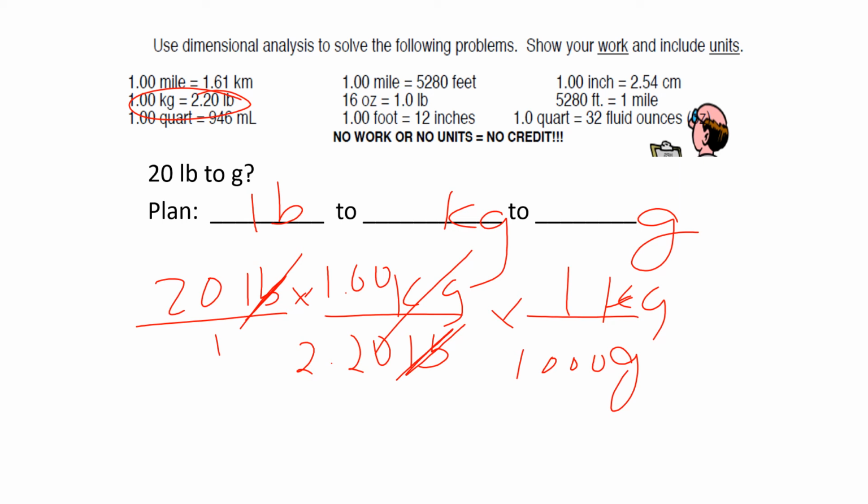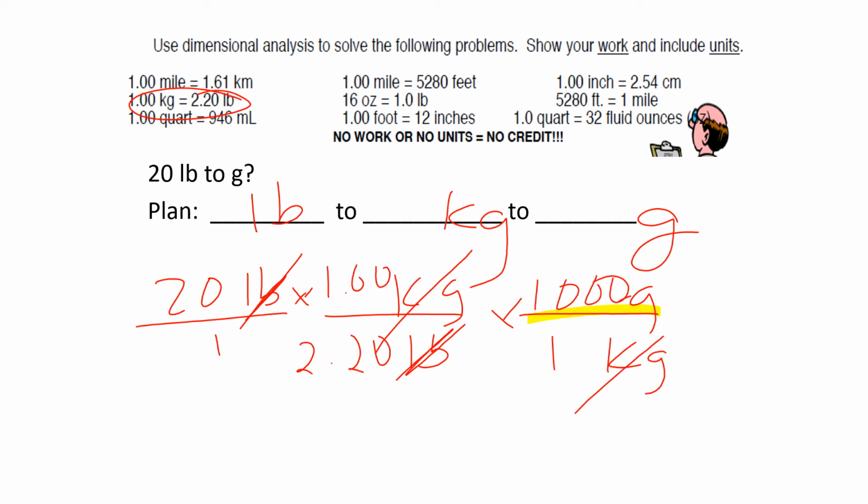Whoops, I screwed up. Let me go back. So, my bad. I was going too fast. So, I'm sorry. We're going to put the kilogram down here, the gram up here, and then we're going to multiply by 1,000 so that the kilograms cancel out. So that is a good example of how units can help you determine if you're doing the right thing.